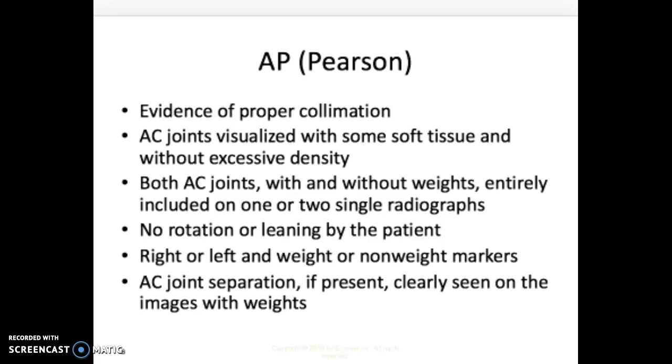So what you want to see is good collimation. Your collimation is going to be 17 inches wide. You want to include the whole width, both AC joints on one view. You want to increase your distance to 72 inches if you're doing both AC joints, because they won't typically fit if you're at 40 inches. So 72 inches distance to include both. If you still can't include both, then you need to do 10 by 12s of each individual AC joint, so the radiologist can put them up together and compare them. So you don't want the patient to move in between. You've got to make sure that they stay in position and don't move in between.